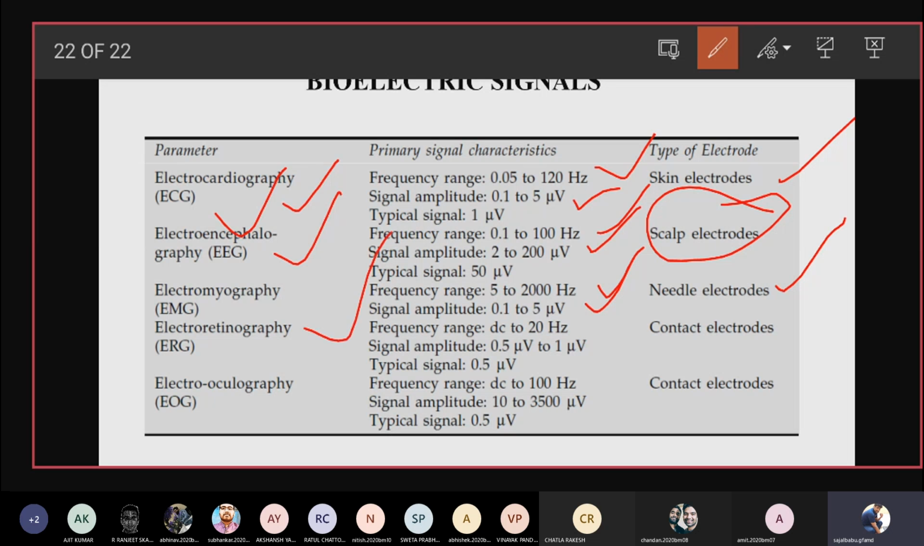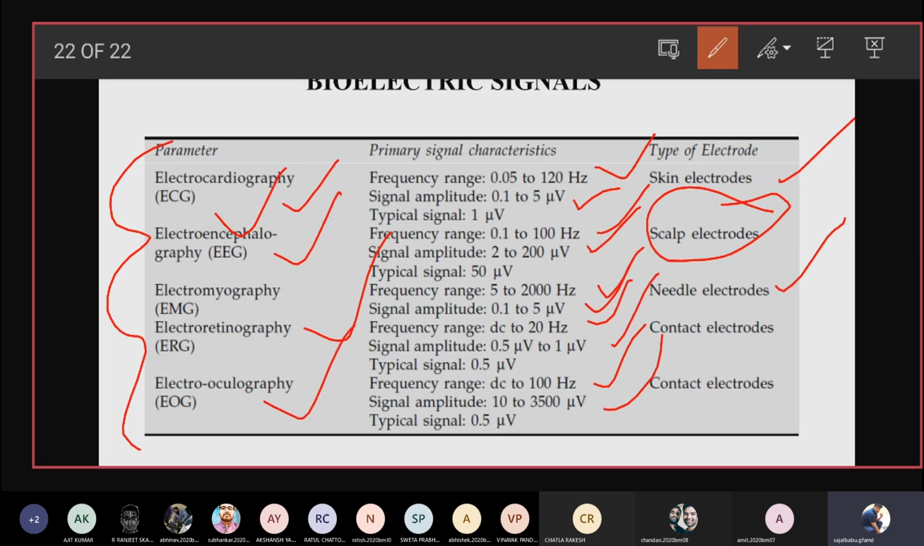Then the ERG has a frequency range of DC to 20, DC meaning 0 to 20, and the amplitude range is 0.5 microvolts to 1 microvolt. Coming on to the EOG, the frequency range is 0 to 100 and the amplitude range is 10 to 3500 microvolts. So these are the different bioelectric signals: ECG, EMG, EEG, ERG, and EOG.